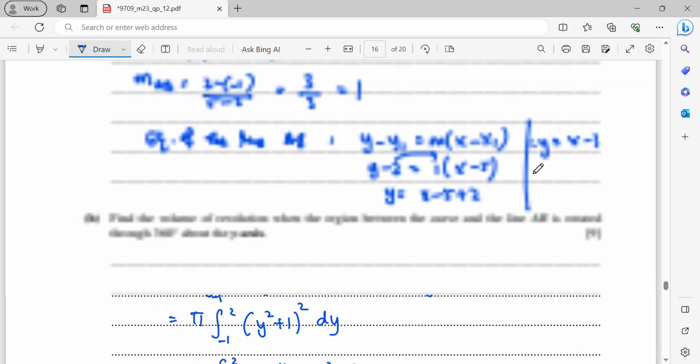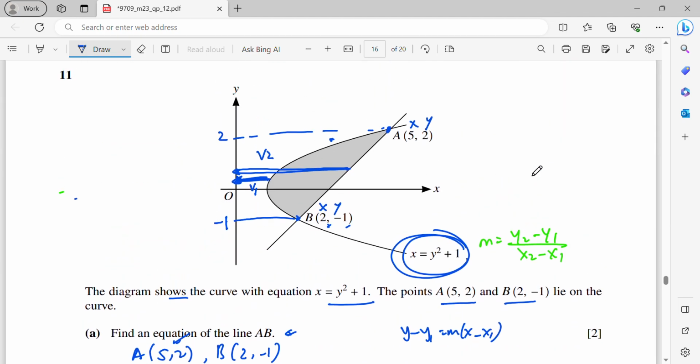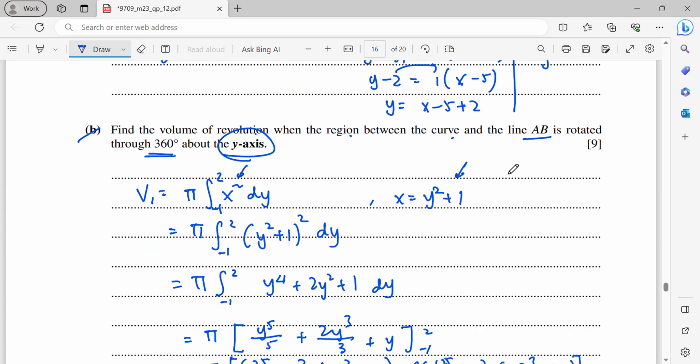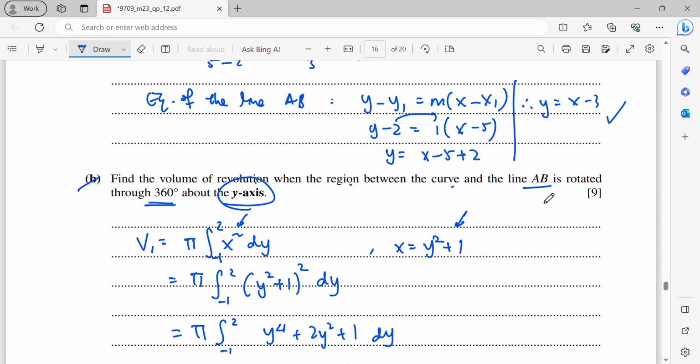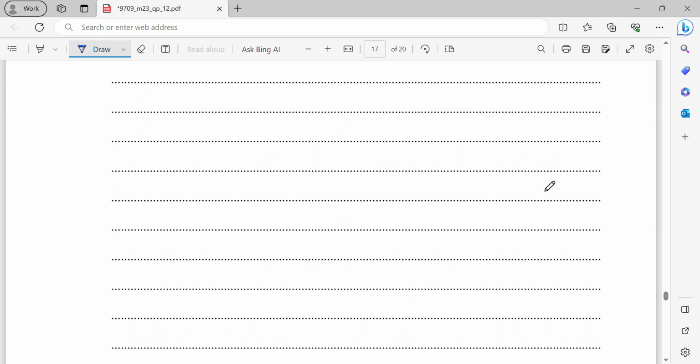Okay, now for the V2, the V2 is basically the rotation of the region below this AB. Means that now I have to integrate x squared dy again, but then the x is from the line AB. So now my line AB is y equals x minus 3. That means now I need to get my x. My x is going to be y plus 3.